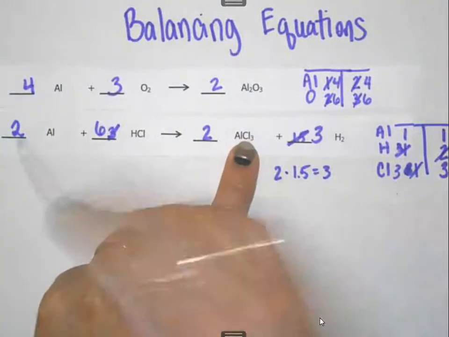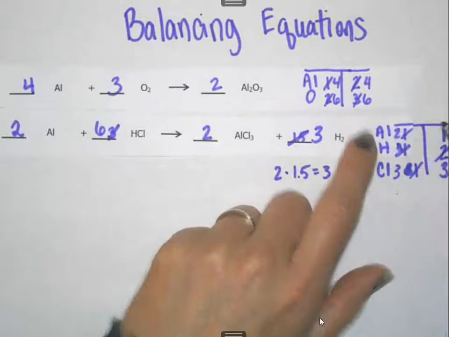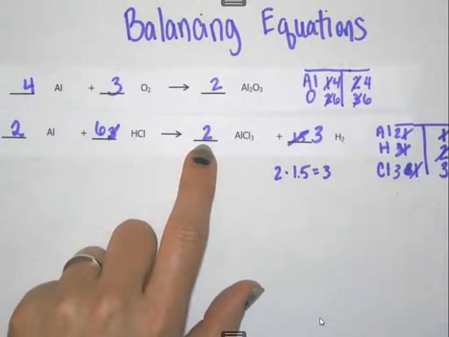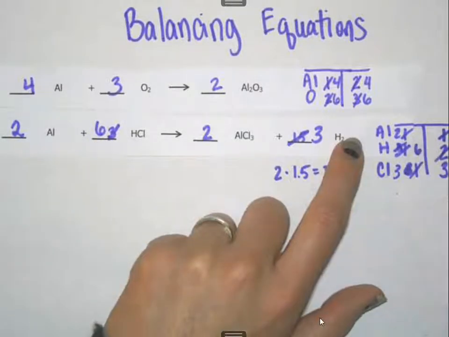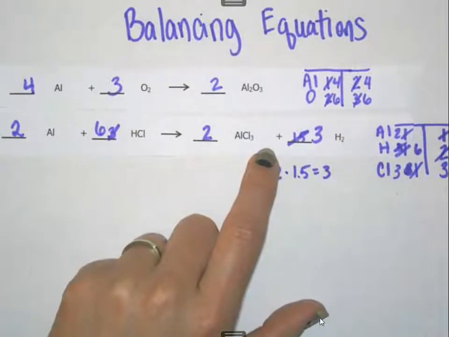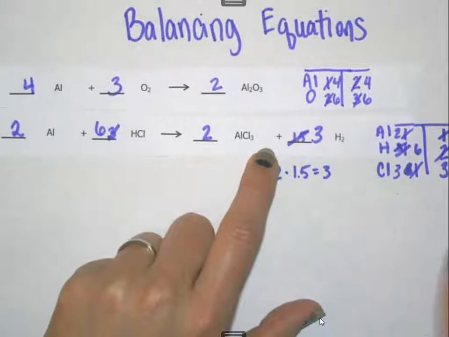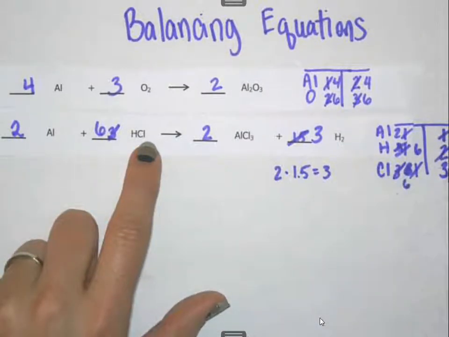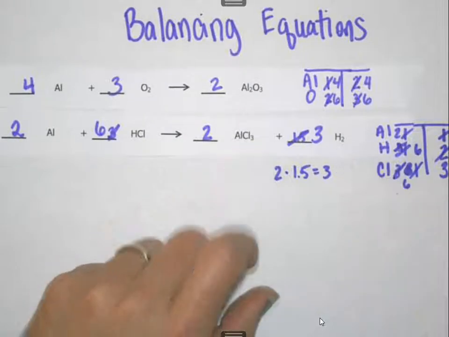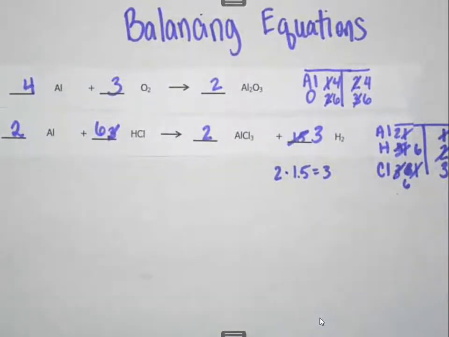I have 2 aluminums on the left, and I have 2 aluminums on the right. I have 6 hydrogens now on the left, and I have 3 times 2 is 6 on the right. I'm off my little chart over here. I have 6 chlorines, and I have 2 times 3, I have 6 chlorines. So that made everything balance.